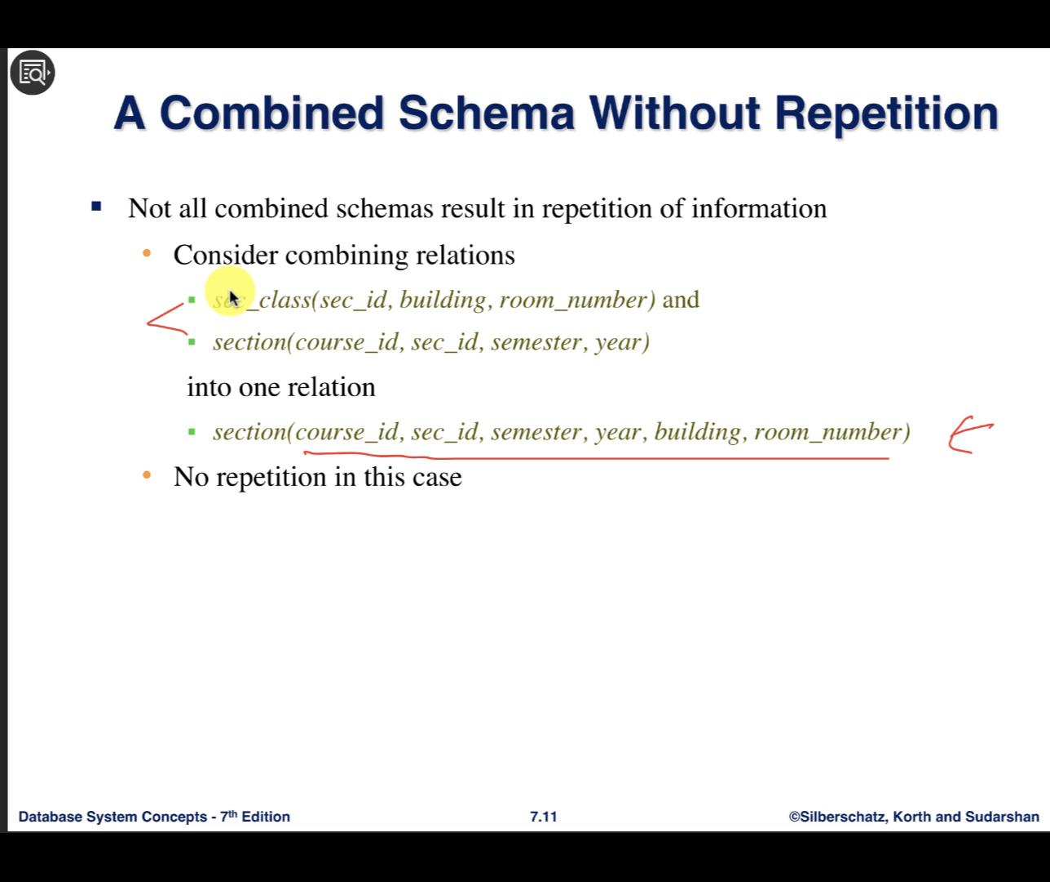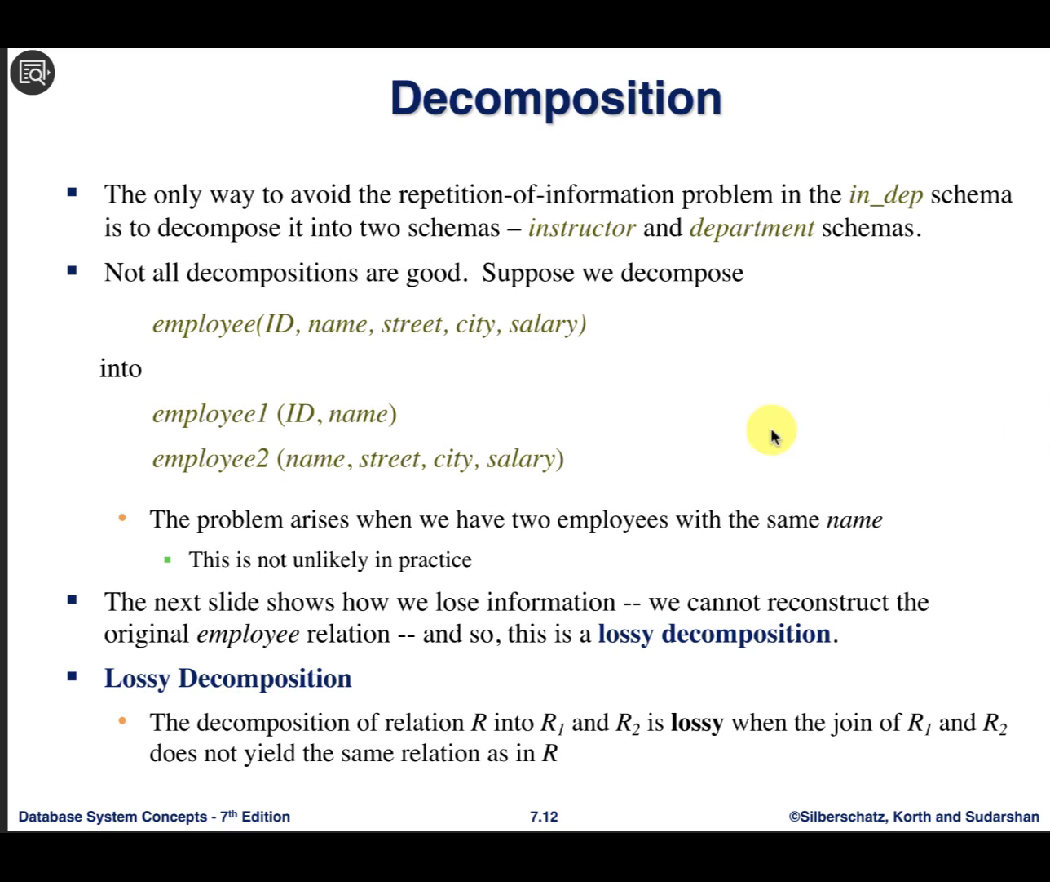So in other words, we cannot say all combining data is a bad idea, and at the same time we cannot say decomposition is a bad idea. So we need to figure out a scientific way in order to decide, in order to tell. That's why we need to take a look at the functional dependencies. Before we talk about this one, let's give you an example for the decomposition. So assume this information about the employee, okay?